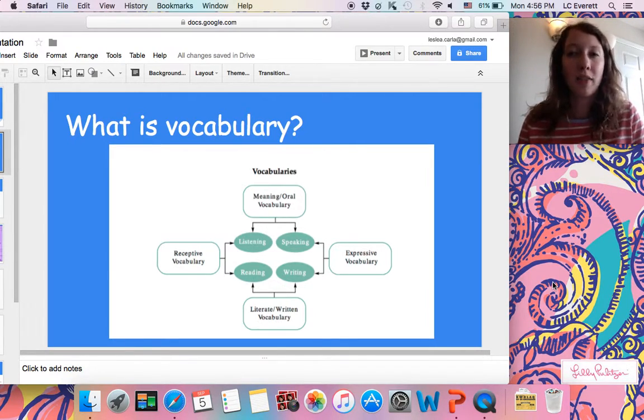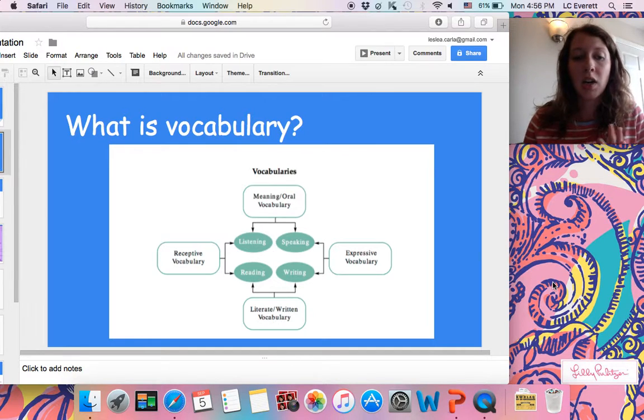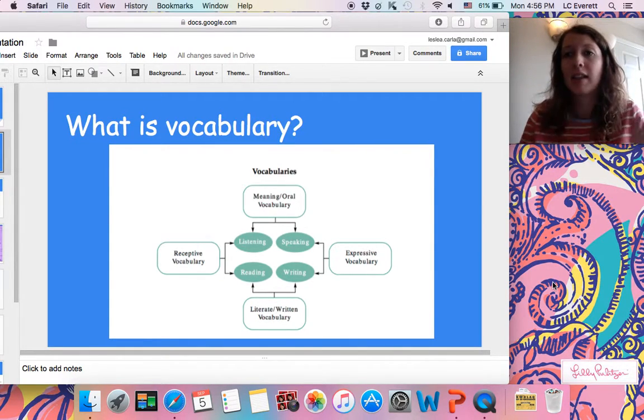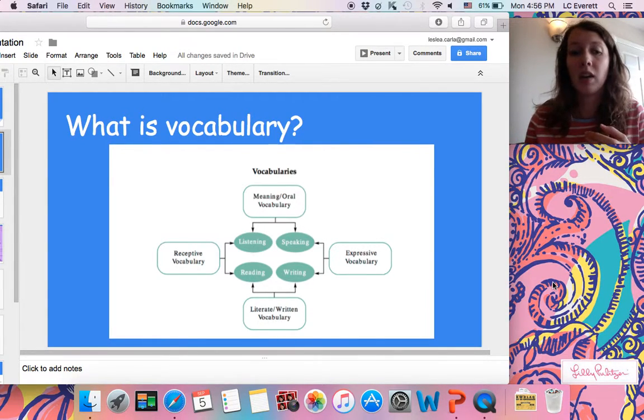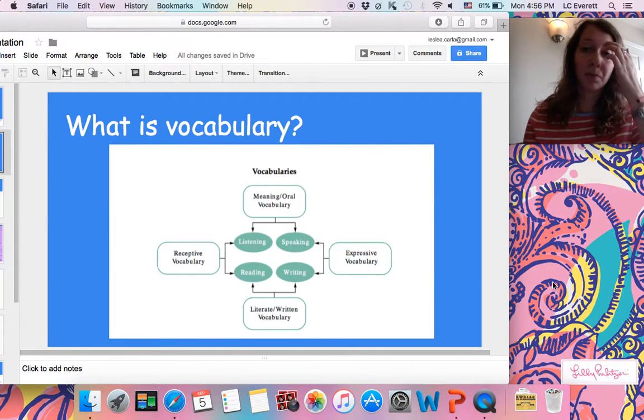Let's take a look at what vocabulary is. Vocabulary consists of words that we understand when we hear them or read them, and words that we speak or write. So receptive vocabulary is vocabulary that we hear or that we read, and expressive vocabulary is vocabulary that we write or that we speak. So think of it as expressive. You're expressing your emotions or what you think whenever you speak or you write it down. But then when you read it or you hear somebody say something, you're receiving that. So you're receptive of what's been given to you or what you've heard.